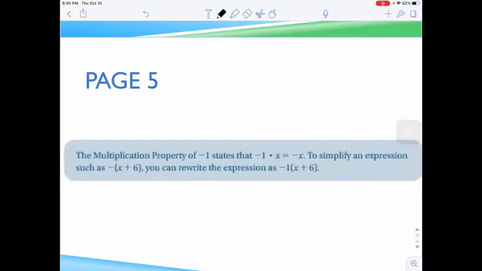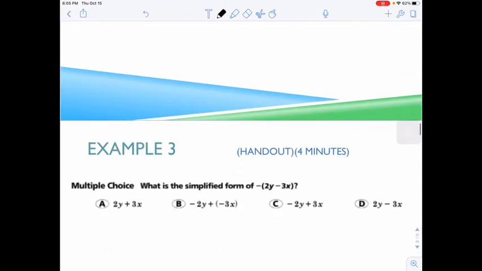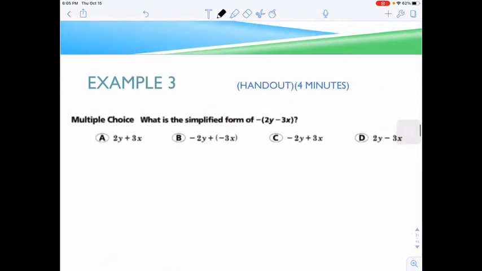Section 1.1, number 3, on page 5. The multiplication property of -1 states that -1 times x is negative x. To simplify an expression such as negative times the quantity x plus 6, you can rewrite the expression as -1 times the quantity x plus 6. So we have a multiple choice problem.